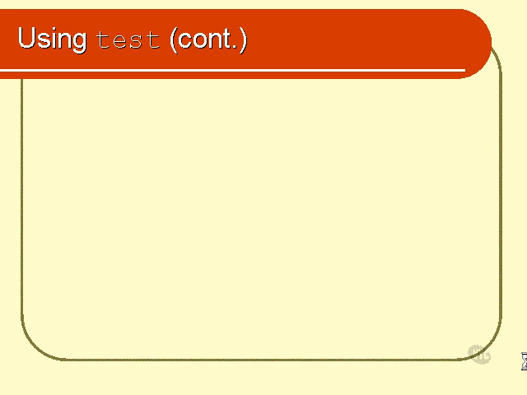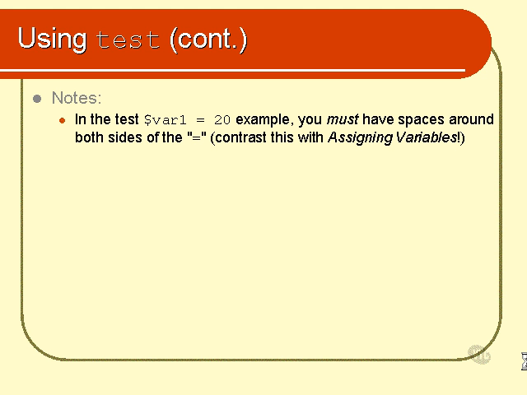Now, a couple of notes when using test. These are quite important. I really think that you should keep these in mind, or you'll get all sorts of errors in your scripts. The first is the spaces around the equal sign. You absolutely must have spaces around both sides of the equal sign. If you don't have them, it certainly will not work as expected.